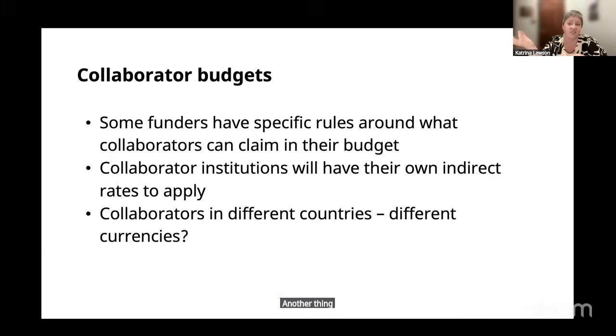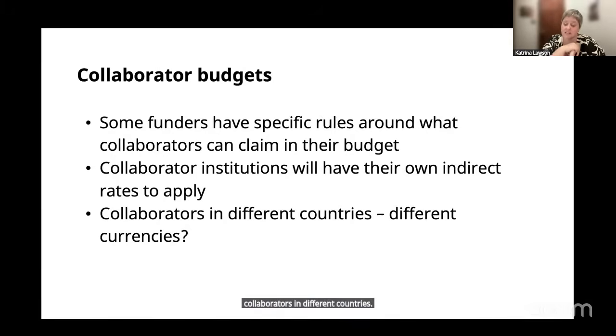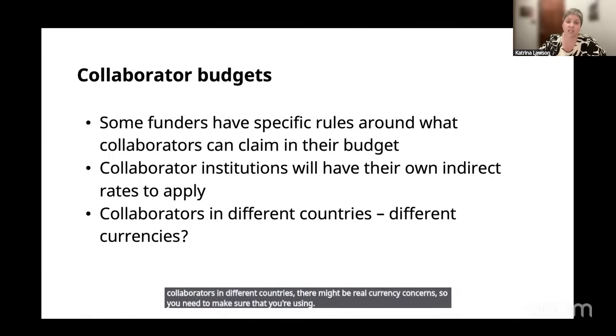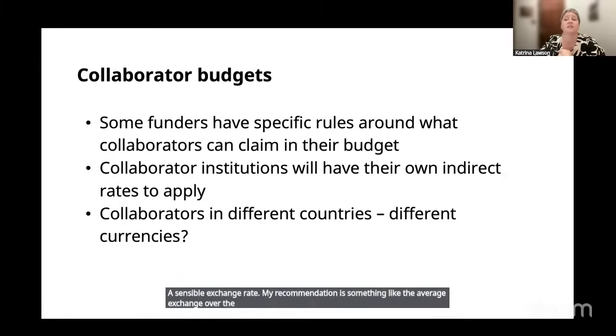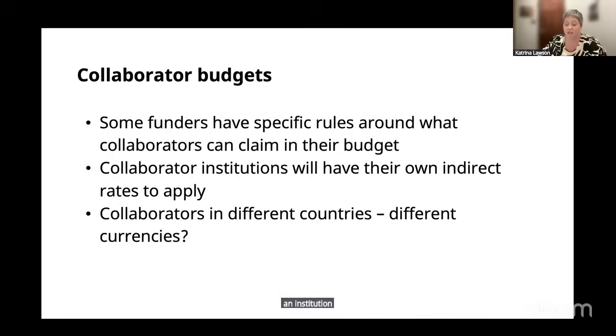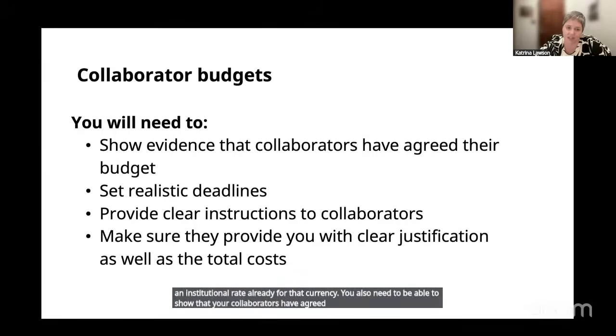Another thing to consider if you're putting together a bigger project with international collaborations is collaborators in different countries. There might be real currency concerns, so you need to make sure that you're using a sensible exchange rate. My recommendation is something like the average exchange over the previous 12 months if you don't have an institutional rate already for that currency. You also need to be able to show that your collaborators have agreed their budget.